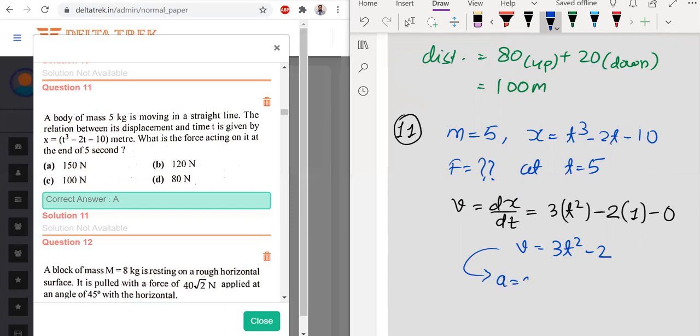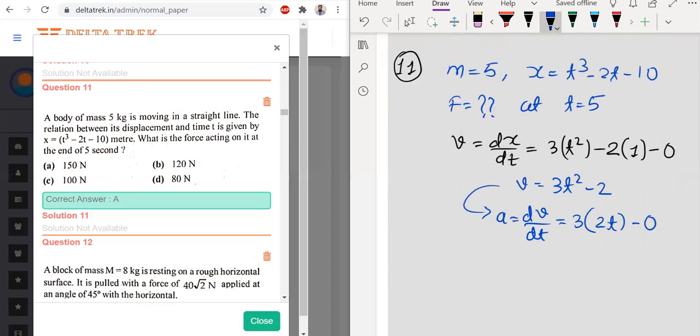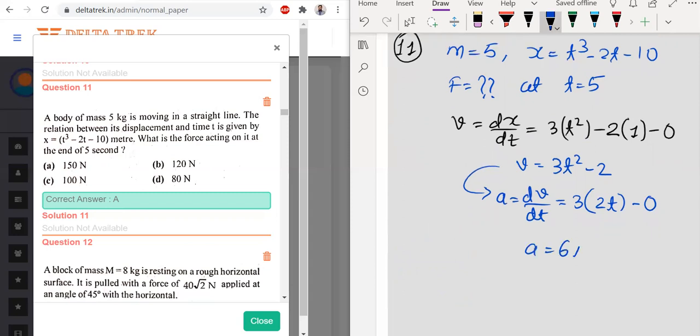A is again the differentiation of v. So how will we differentiate? Again 3 will remain as it is. What will t square become? 2t. Minus 2 is alone, it is 0. If anyone has a doubt in differentiation, then you need to see lecture number 3, motion. In lecture number 3, I explained in detail what is differentiation and how to find these things. So the acceleration will be 6t.